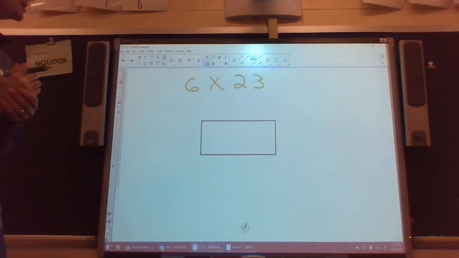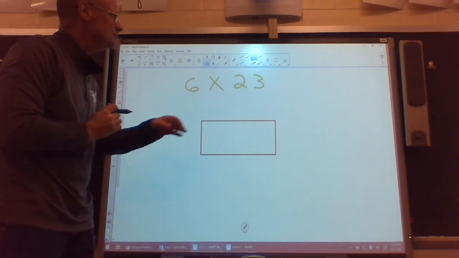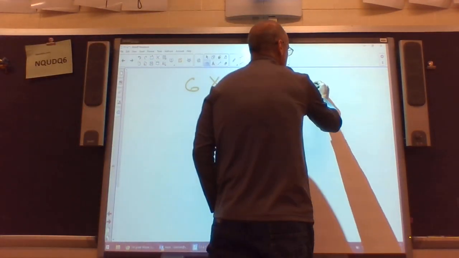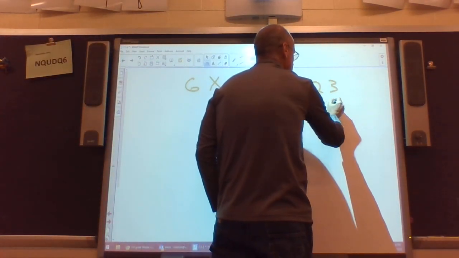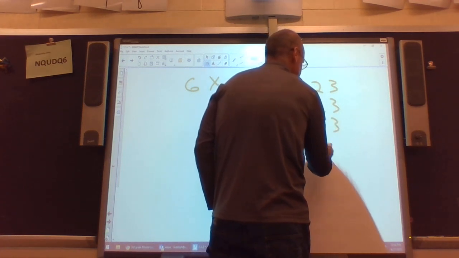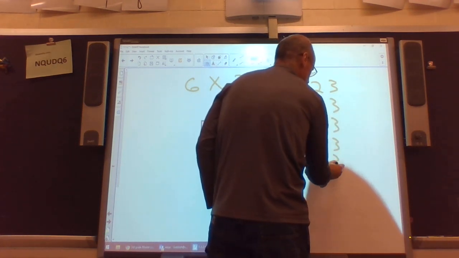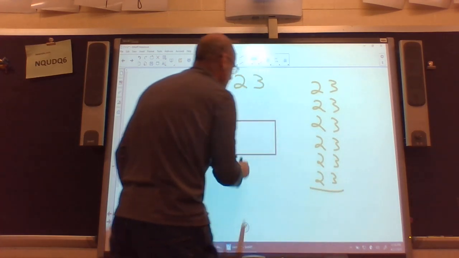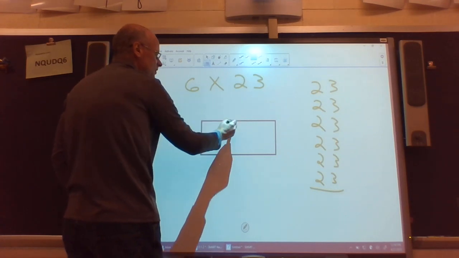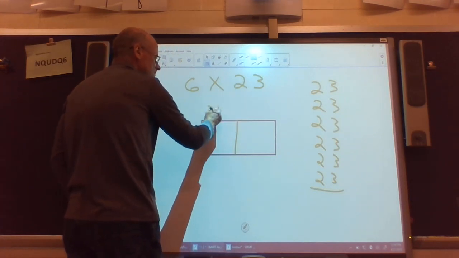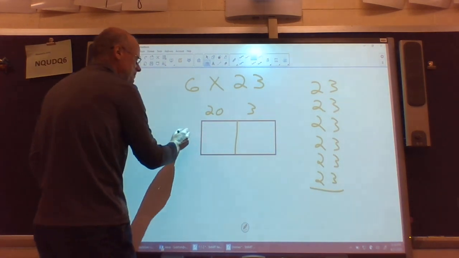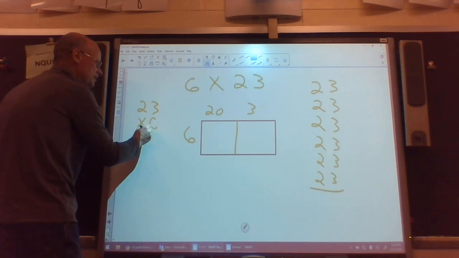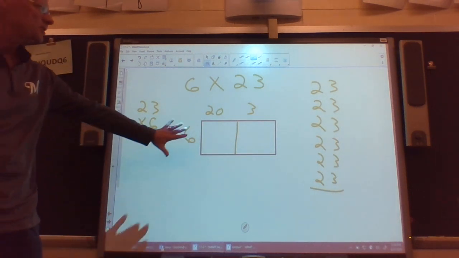Now, I can do 6 times 23 a lot of different ways. I could do 23 6 times. Might not be the most efficient way. One, two, three, 4, 5. I'd like to do area model. I can take that 23 and break it into 20 and a 3 to those 6. Or I could do standard algorithm. So let's start with the area model.